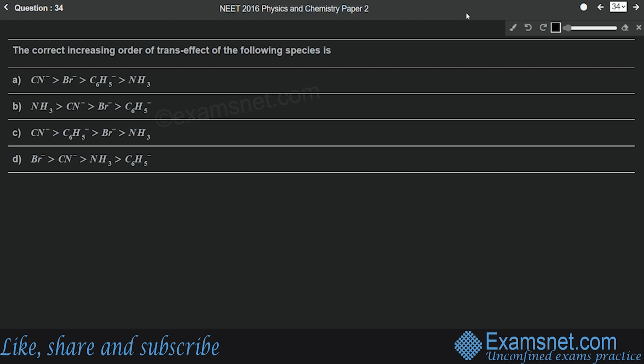Question number 34 is from the chapter Coordination Compounds, and the question is: the correct increasing order of the trans effect of the following species is. So what is trans effect? It is the ability of an attached group, or you can say the ability of a ligand, to direct substitution into a position that is trans to itself.